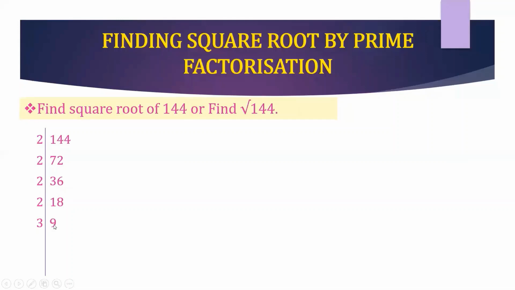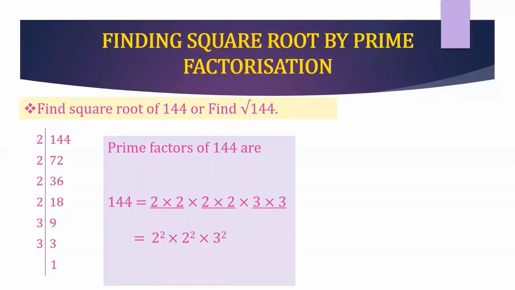Now we have 9 over here, which is an odd number. So we'll start with 3, and we all know that 9 is divisible by 3. 3 3s are 9 and 3 1s are 3. So these are the factors, that is 2 into 2 into 2 into 2 into 3 into 3. So the prime factors of 144 are 2 into 2 into 2 into 2 into 3 into 3.